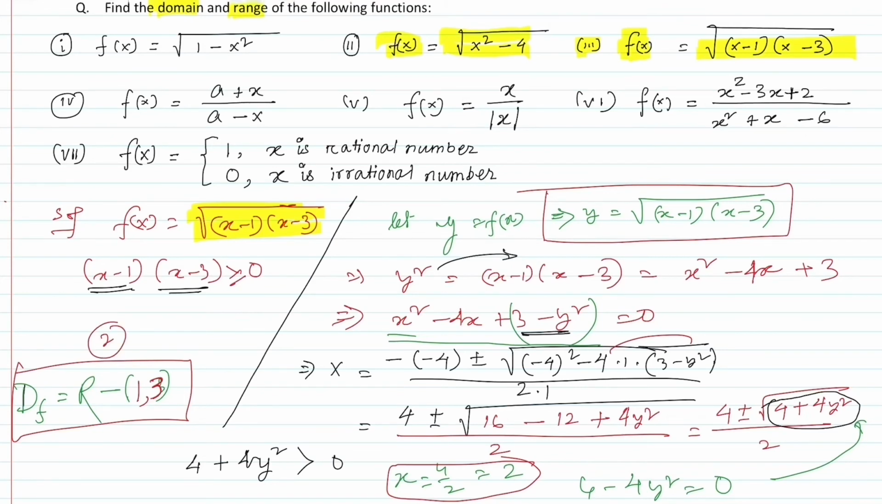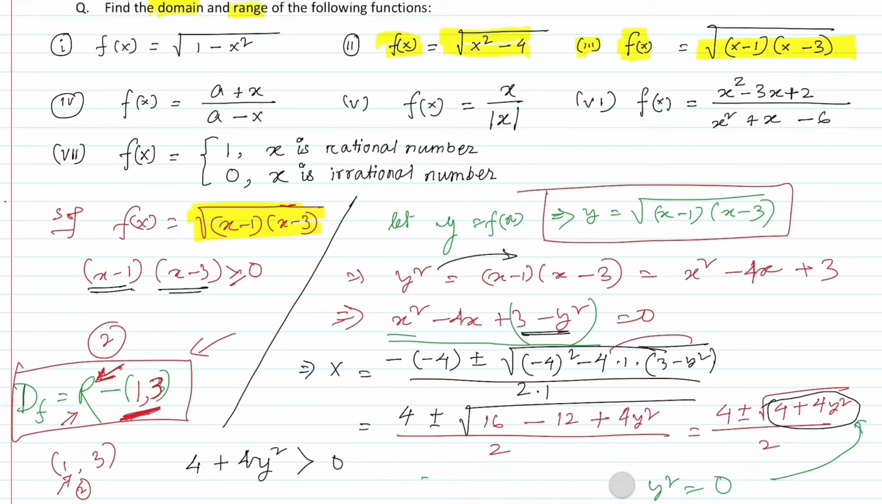Okay, so that's why the value of x cannot be equal to 2. R is the set of real numbers, and this interval (1, 3) contains values greater than 1 and less than 3. So definitely 2 exists here, as you see, this is excluded from this set of real numbers. So that's why 2 should not be in the domain of this function. So we cannot take 4 plus 4y square greater than or equal to 0, only greater than 0. Remember that.